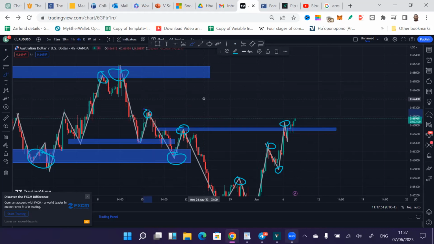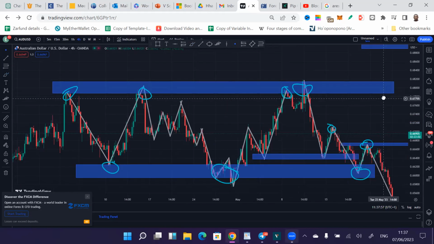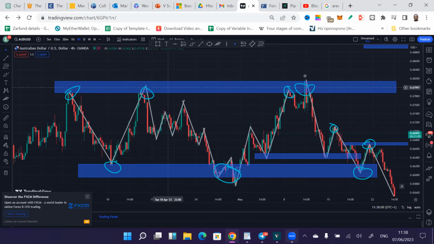Remember, for us to draw support and resistance, we need to see two swings. We need to see this, we need to see this. If we see two areas, this one and this one, we can then draw a resistance and extend it. So imagine now, when you look at this, these two happened first, way before this one happened.